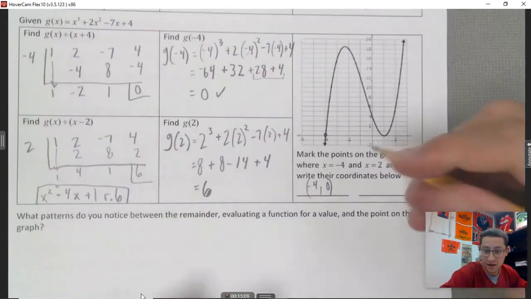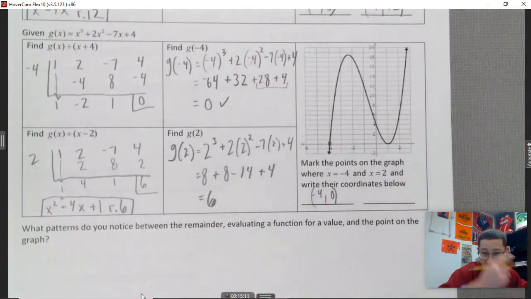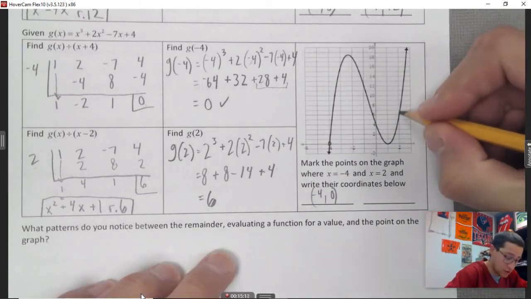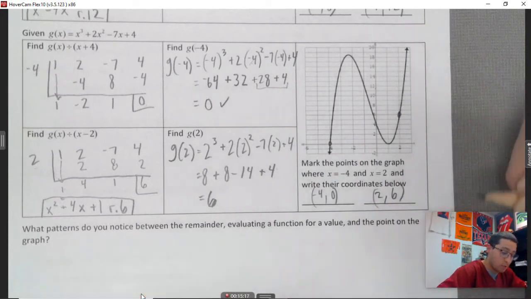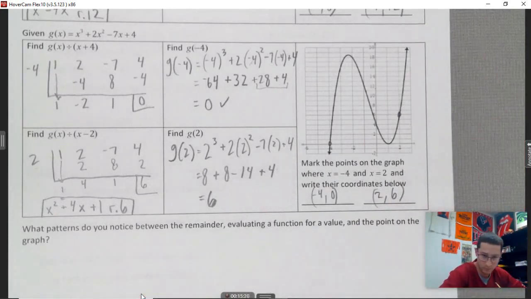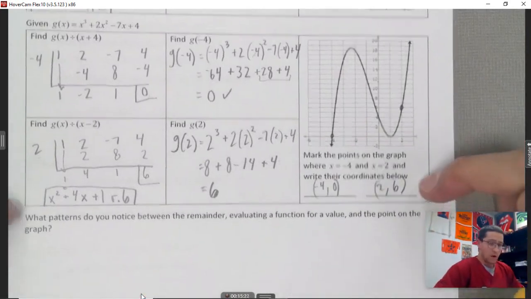And then let's just double check on the graph to get that visual as well, right? We've got 2, and then, yep, it does intersect at that 6. So that is also a point on the graph.